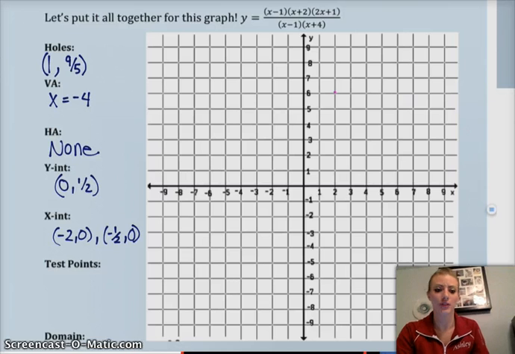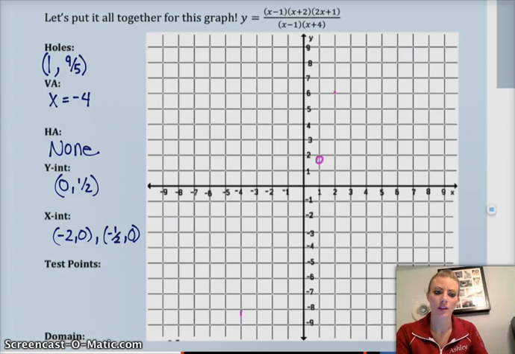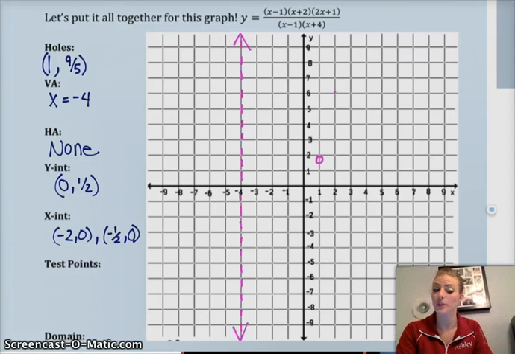All right, let's first graph the hole. So the hole is at 1/9, which is really close to 1, 2, the point (1, 2). Then we plot our vertical asymptote, which is x equals negative 1/4. We do not have a horizontal asymptote, so you don't need to draw that in. Y-intercept is at (0, 1/2). X-intercepts are negative 2 and negative 1/2.